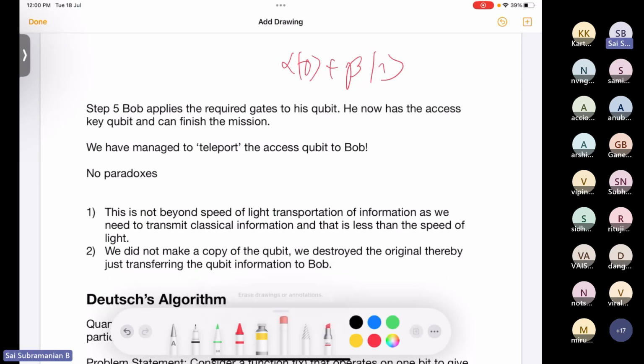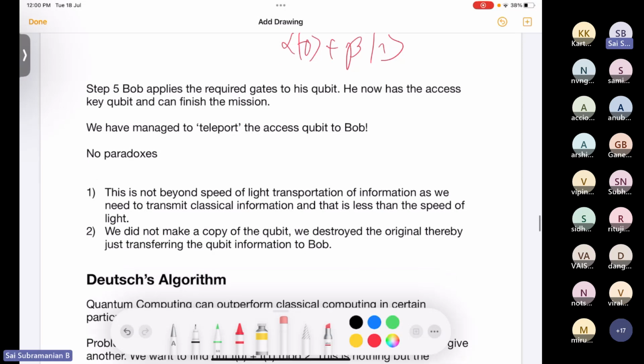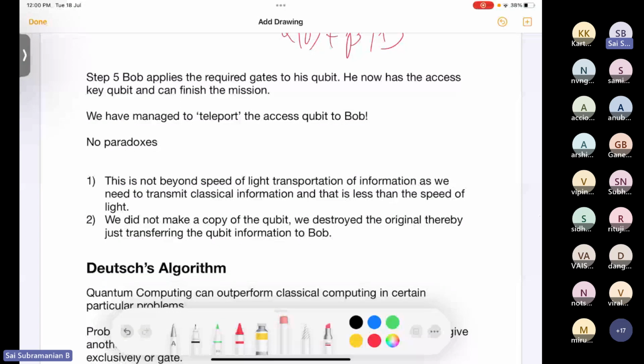Secondly, we said there's a no cloning theorem, but we supposedly made a clone of the qubit. The answer is we didn't make a clone. We destroyed the original qubit to teleport it to the new space. So we still had only 1 qubit that we can make that measurement on. We did not make a copy of it, so we did not go against the no cloning theorem as well. But without doing either, we have managed to teleport a qubit from Alice to Bob, and that is quantum teleportation.